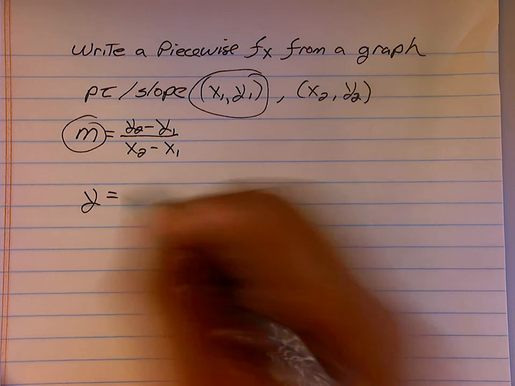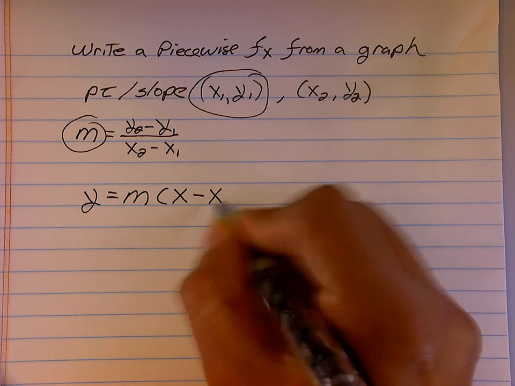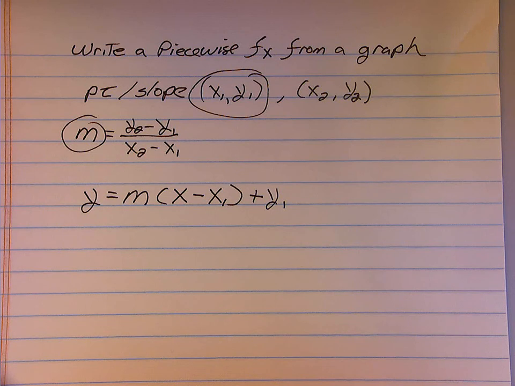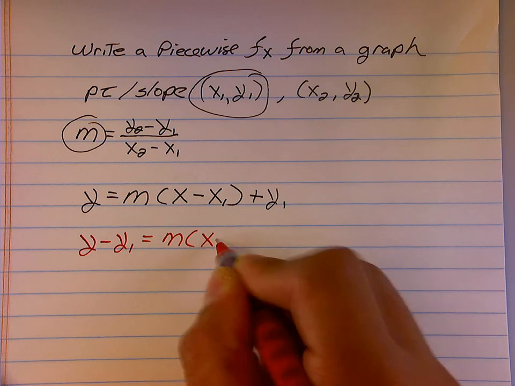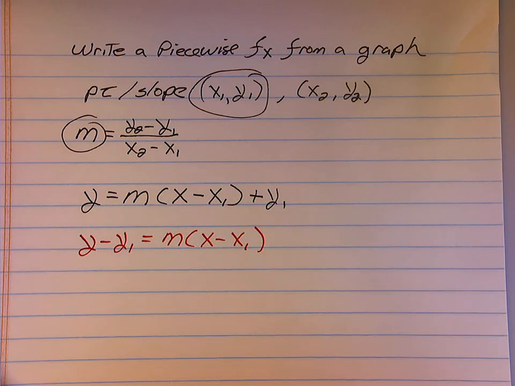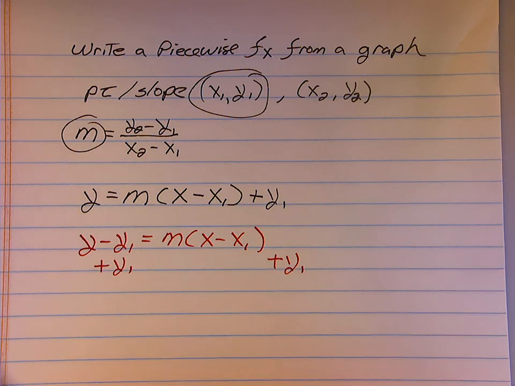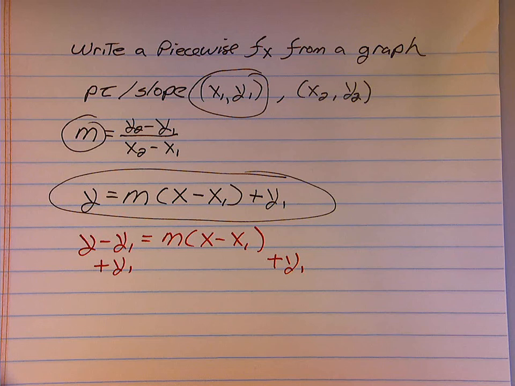The point slope form of the equation looks like this: y equals m times x minus x1 plus y1. You may have learned it possibly like this: y minus y1 equals m times x minus x1. Perfectly fine to use that technique. However, we would like to solve our equations for y. To do this, you would have to add y1 to both sides. When you add y1 to both sides, you come up with the equation I wrote up here. To save time, I'm just going to start off with my equation in this format.